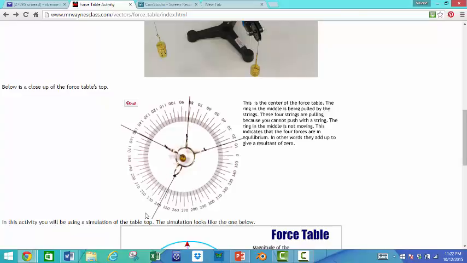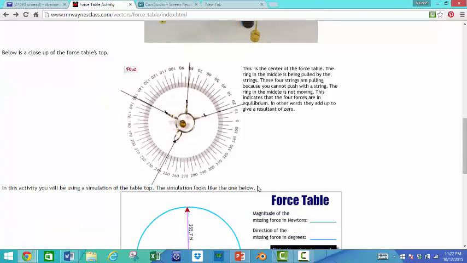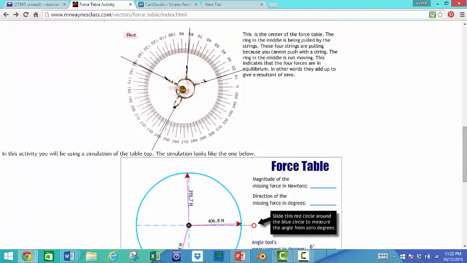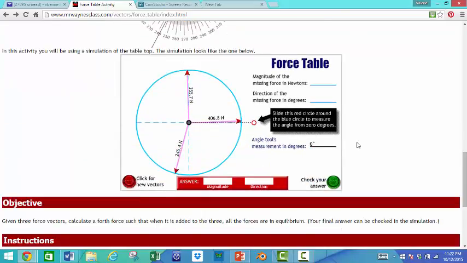So this fourth force balances these other three, keeping them in equilibrium. Okay? All right? So that's the idea. We need to find out what fourth force we need to add to counter or to balance these other three. Okay? All right, so here's what our simulation page will look like.